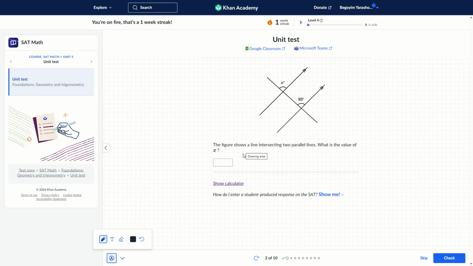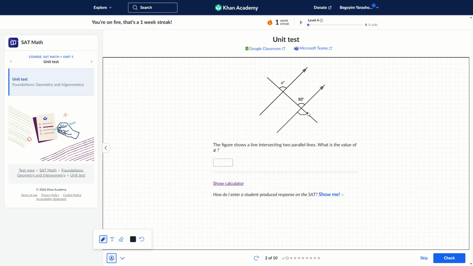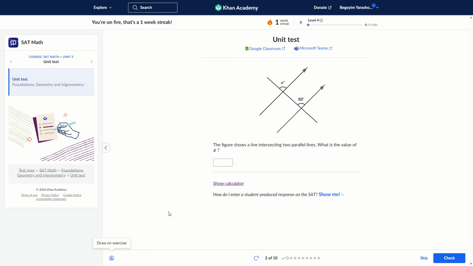Okay, the figure shows a line intersecting two parallel lines. What is the value of x? The first thing that I need to do is to understand which angle is equal to which angle. This one is also 93, and this one is also equal to x. So x equals 93. It's the properties of parallel lines. Yeah, next.